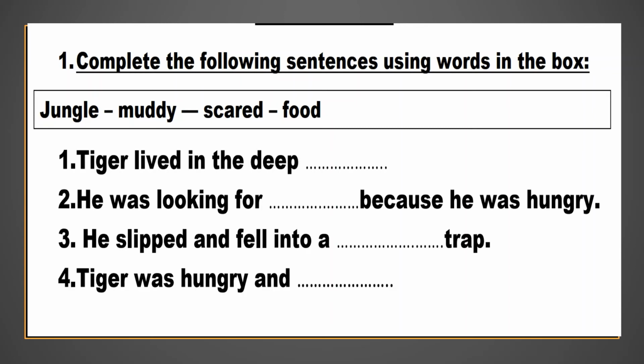3. He slipped and fell into a what trap? We need a describing word for trap here. 4. Tiger was hungry and, remember that we have hungry, which is an adjective, and we have and, so the word that comes after and should be a describing word because we join two similar ideas. Now, think for a while.